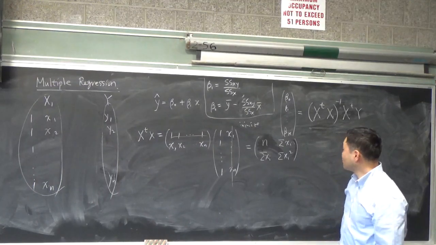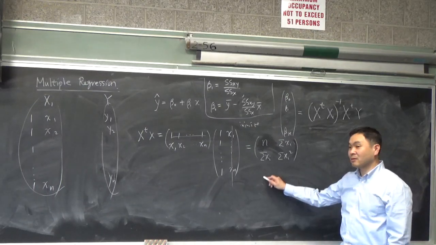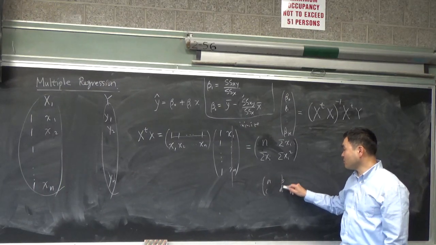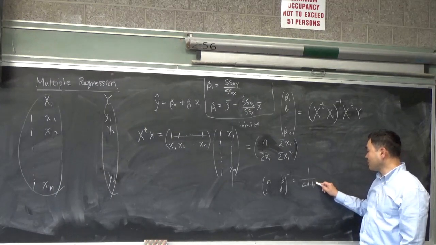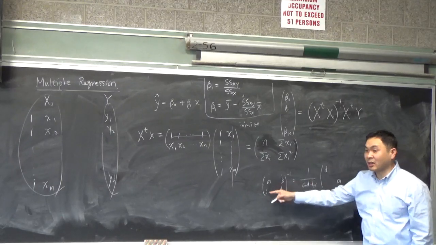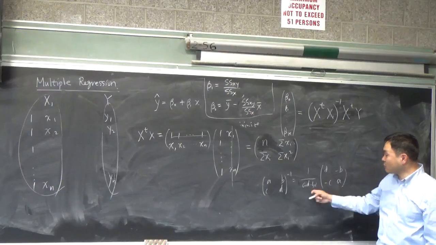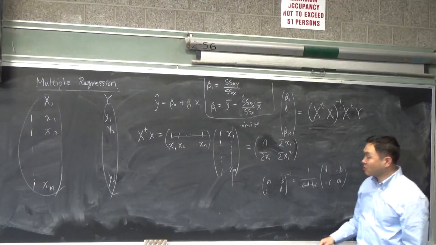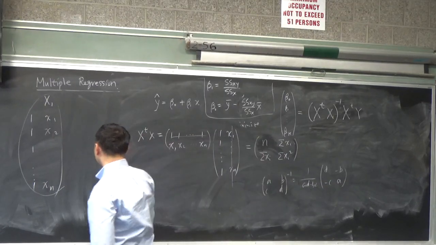Okay. Do you remember how to invert this matrix? A, B, C, D. How do you do the inversion? 1 over AD minus BC, and then you switch these two around, right? And then negate these two, right? That's what we need, which means we first have to calculate the determinant. So let's do that. Calculate it over here.